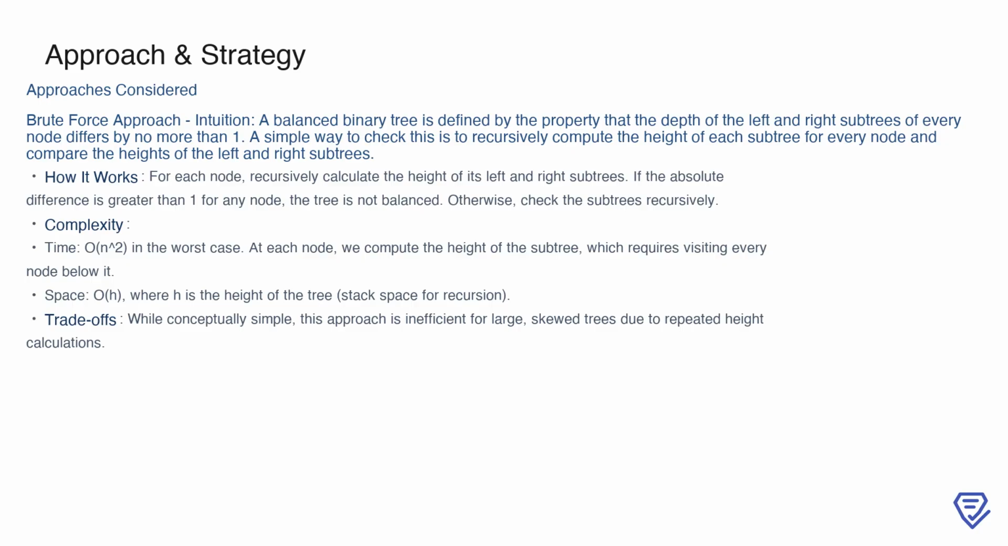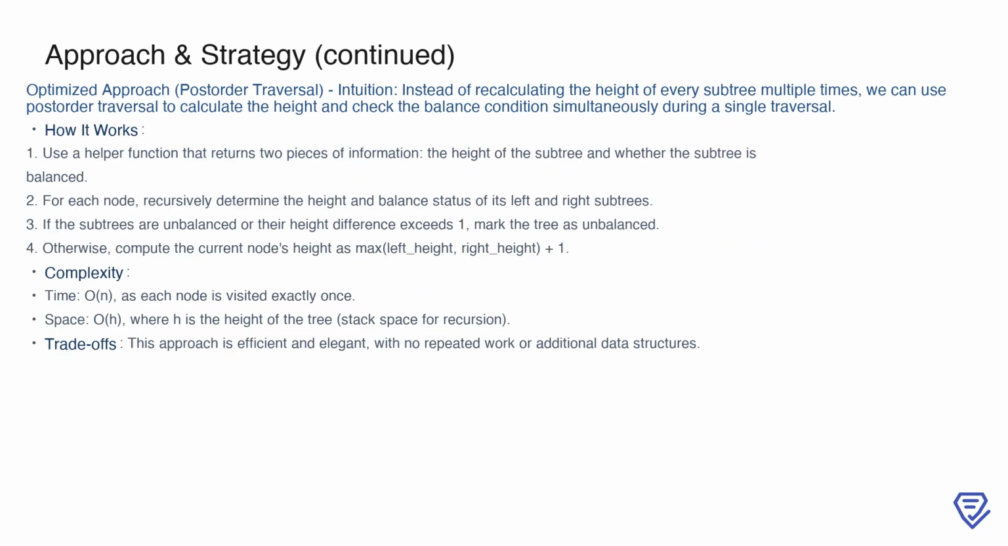While simple to implement, this method is impractical for larger or deeper trees because of its repeated work and inefficiency. To address the inefficiencies of the brute force method, we can turn to an optimized approach that leverages post-order traversal. This approach is built on the intuition that instead of recalculating subtree heights multiple times, we can determine both the height and balance condition during a single traversal.